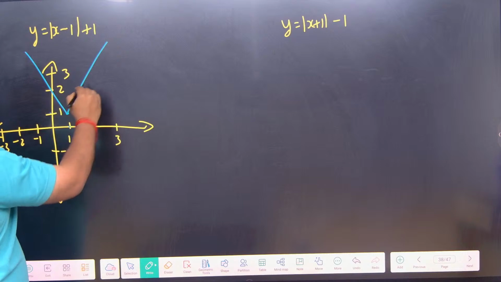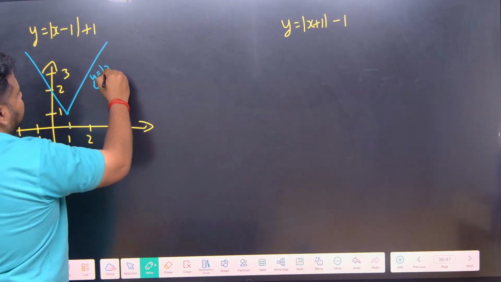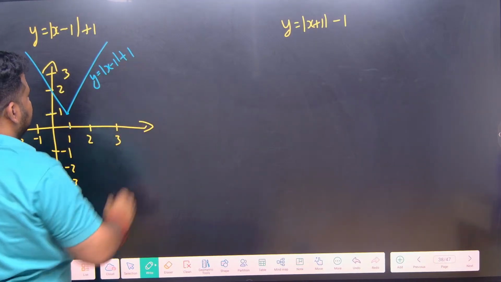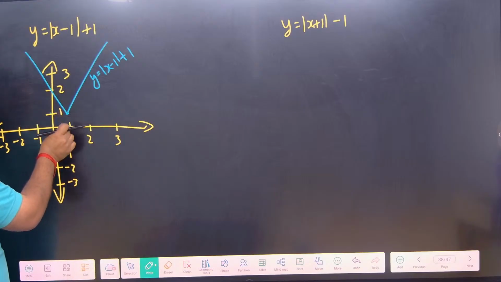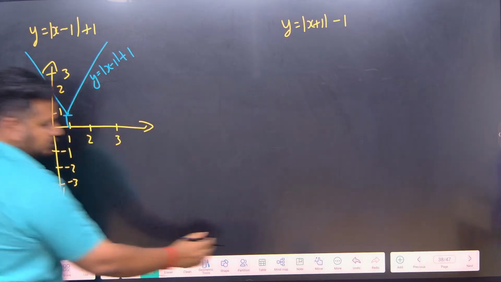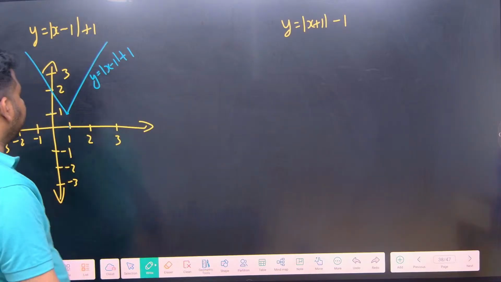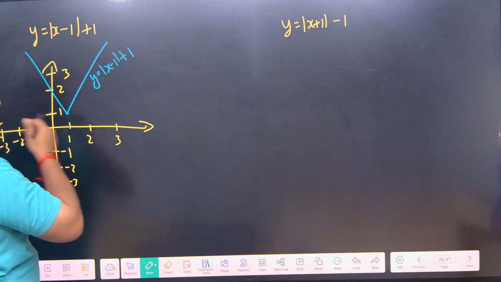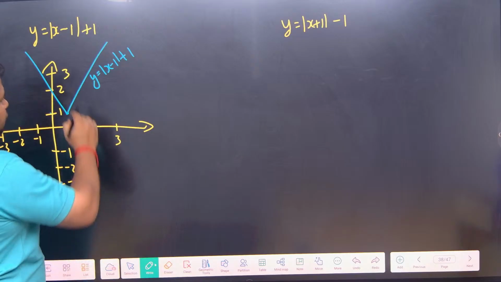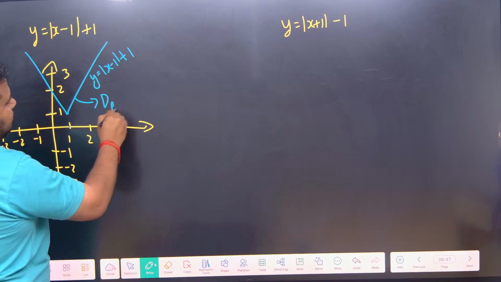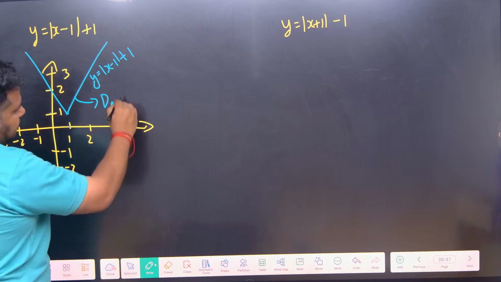So this is the graph of y is equal to mod of x minus 1 plus 1. The sharp edge is pointed towards 1 and it is at a distance of 1. Understood? That is what I meant. So you are combining the previous two types. Now what is the domain of this function? Definitely, the domain of this function will be the set of all real numbers.